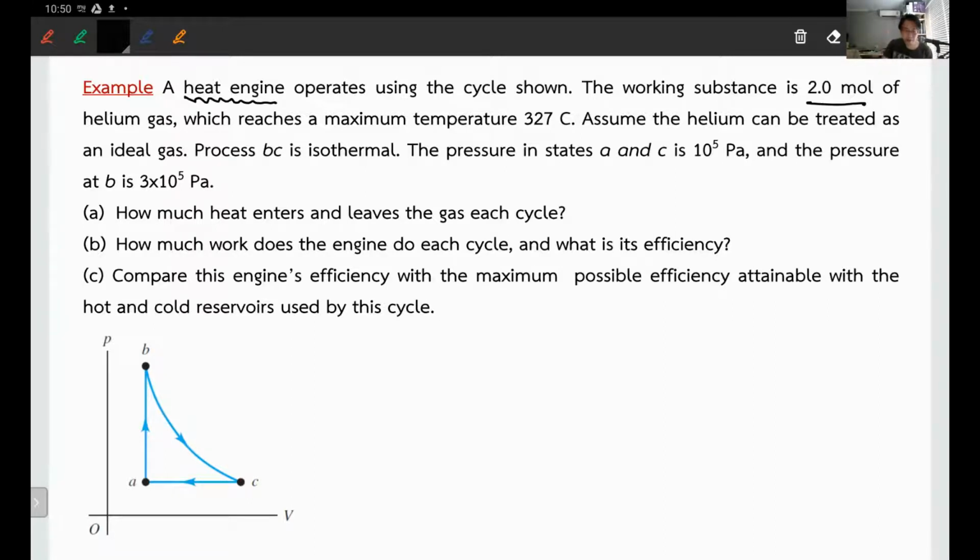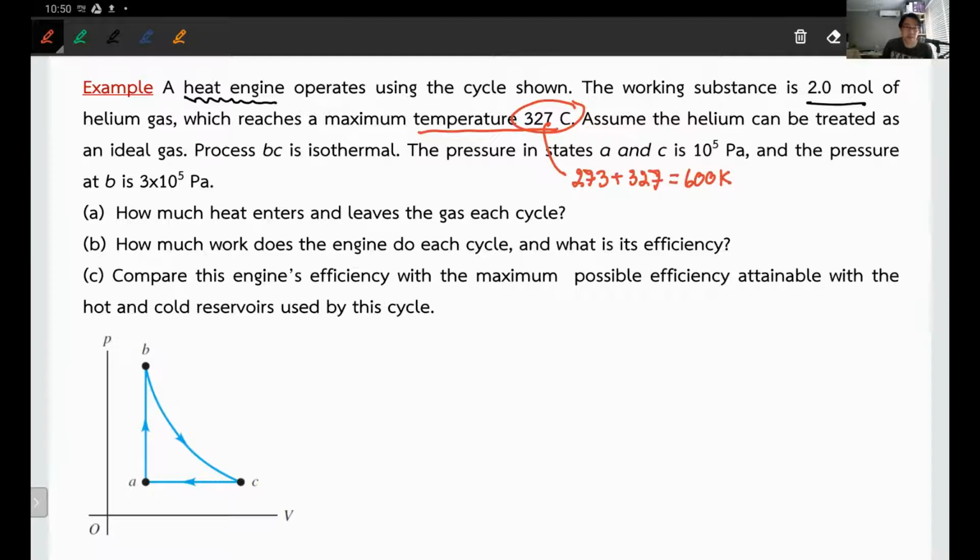And the information given right here is the maximum temperature. So it means the highest temperature in operating this engine is 327 Celsius. All right. And of course, you can turn this into Kelvin by adding 273 to it. Okay, and it turns out to be 600 Kelvin. Very good.